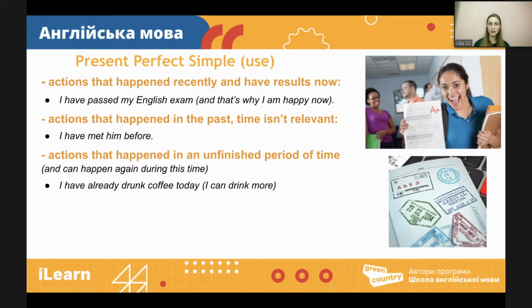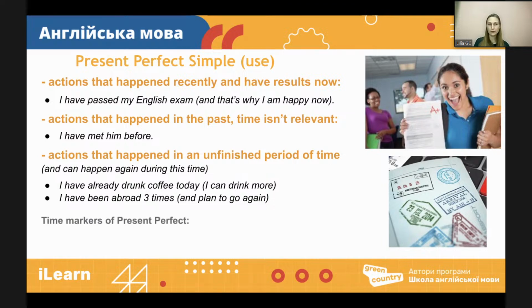Yes, of course. So I can increase that number, I can still change something, and that's why we use present perfect. I've been abroad 3 times, meaning throughout all my life, which is also an unfinished period of time, right? And probably I will go abroad again. So we can still change the number, we can still score more results, and that's why we use present perfect.